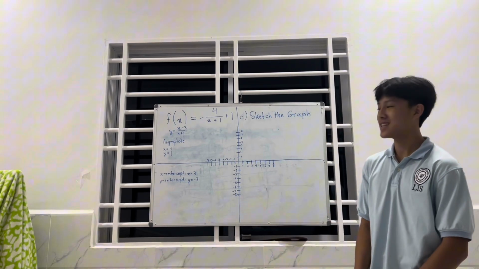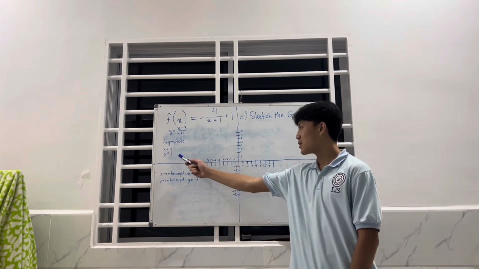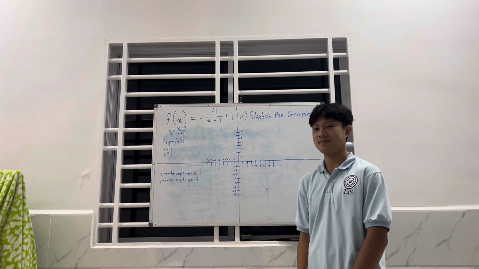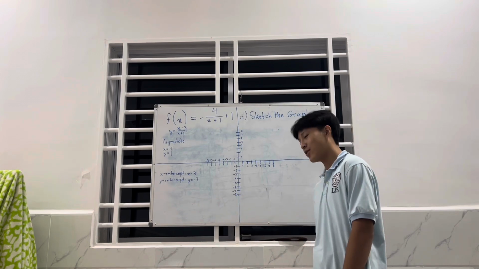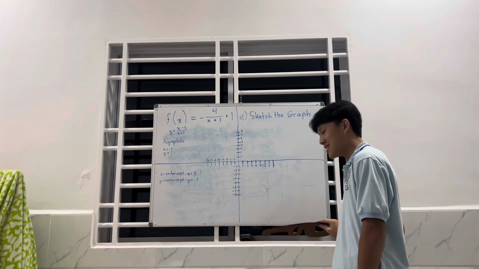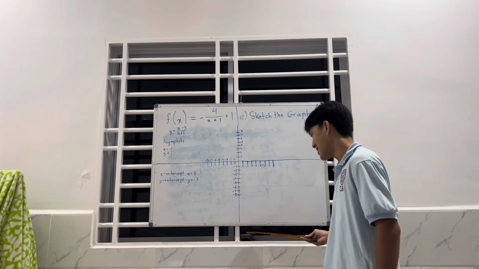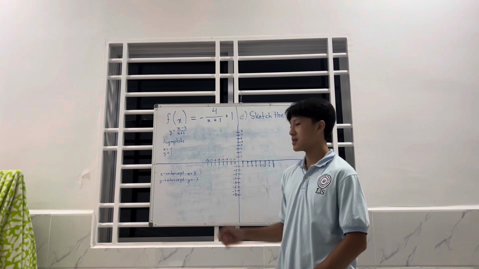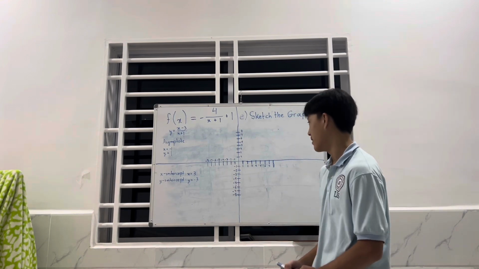How do we sketch the graph? We need the asymptote, the x-intercept, the y-intercept. That's what we all need. And don't forget the special tool, the parabola. So now the asymptote is x equals -1.